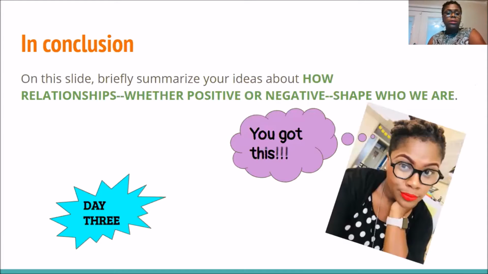In conclusion, now at the end of the presentation on this slide, briefly summarize your ideas about how relationships, whether positive or negative, shape who we are. I believe this is the thesis statement that students wrote down in third period. If it isn't, again, they just need to get that thesis statement from that salmon color sheet. They are to reiterate the thesis here and then briefly summarize the ideas they have already presented in this presentation.